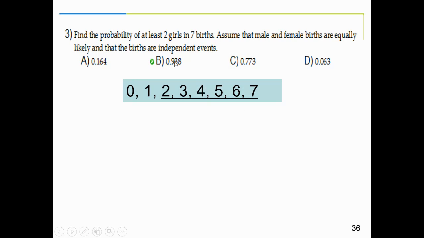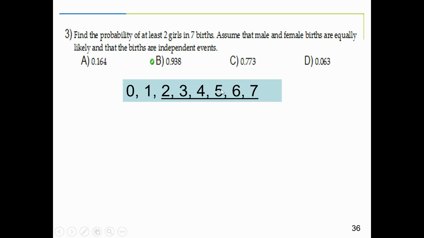All right, probability of at least 2 girls. At least 2 means 2 or more. So some of this actually requires that you take the English phrase and translate it to a mathematical phrase. And at the very end, I've got a slide that takes phrases and translates them into an inequality. I'll say it that way. All right, at least 2 means 2, 3, 4, 5, 6, or 7.